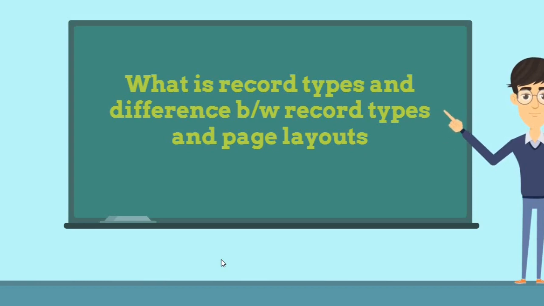The next question: what are record types? You have to completely explain what record types are and what the difference is between them and page layouts. Here I gave the example of the IT and non-IT scenario which we did in one of our Trailhead modules. In IT there are various different fields, and in non-IT different courses. So we will be creating a different page layout for each record type. You have to completely explain this.